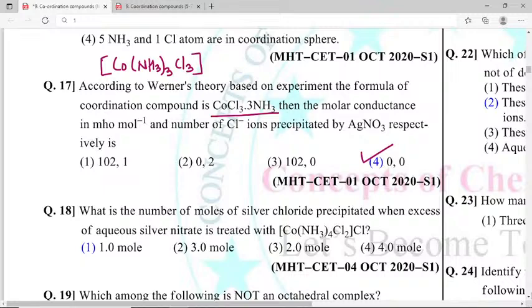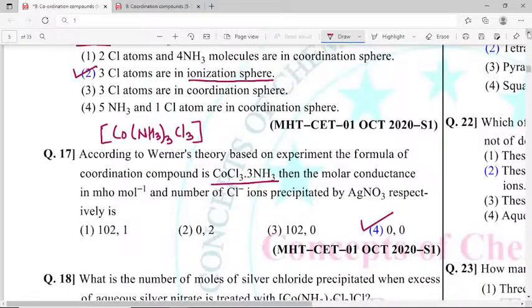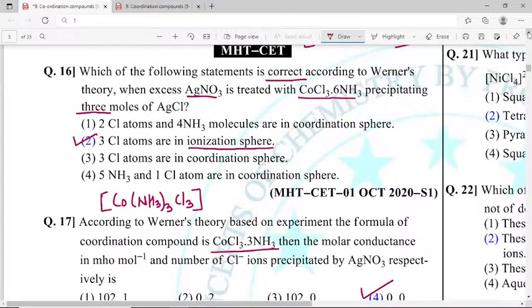Outside the ionization sphere there is nothing. So that's 0 comma 0. The conductance 0 and the number of Cl precipitated by the silver nitrate also 0. Okay, check that's the first problem. That's the number 16 problem. Number 16, number 17 are okay, same type of question.